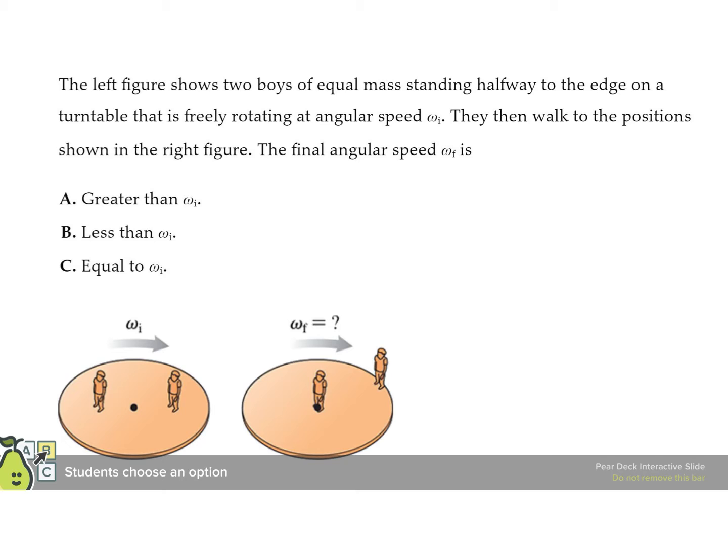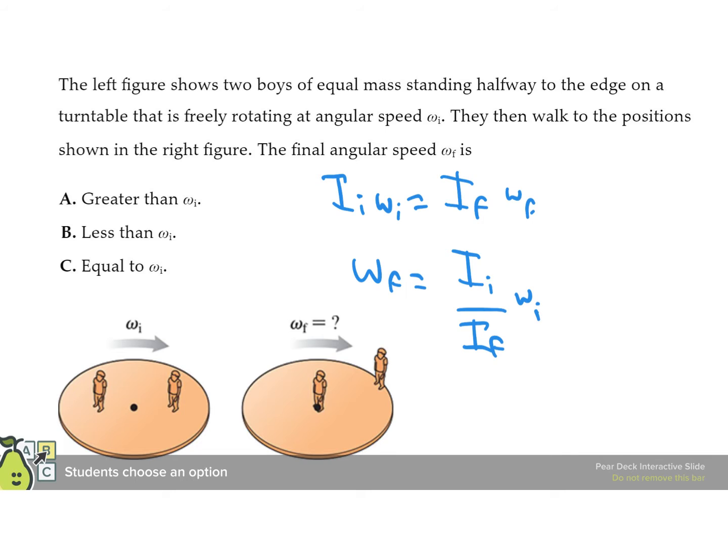So we want to remember that I initial omega initial is going to be I final omega final, or omega final is I initial over I final times omega I. So what we're really interested in is this ratio. If they're each halfway, then I initial has each boy as m times (r over 2) quantity squared, but there are two of them, so the total rotational inertia ends up being 1/2 mr squared.